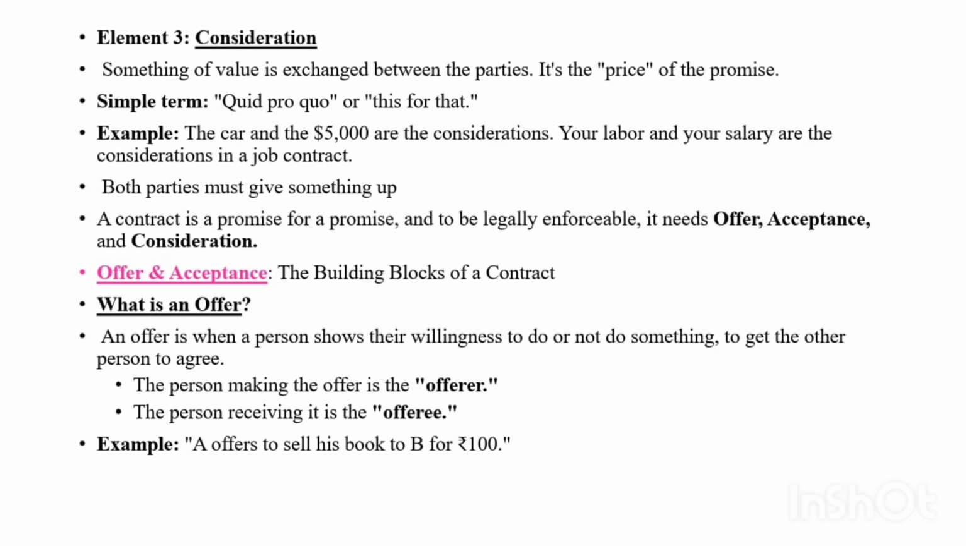The next topic is offer and acceptance, the building blocks of a contract. Let's see what an offer is. An offer is when a person shows their willingness to do or not to do something to get the other person to agree. The person making the offer is known as the offerer, and the person receiving it is the offeree. For example, A offers to sell his book to B for 100 rupees. Here A is the offerer and B is the offeree.